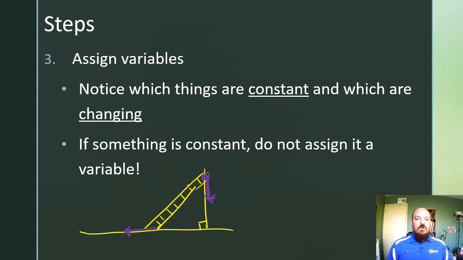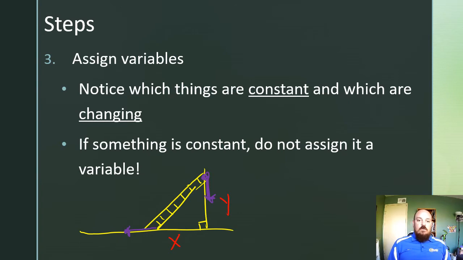So if you're thinking about your triangle, the bottom of the triangle is not constant. It's changing because it starts out, maybe the ladder started out 5 feet away from the wall. But as it slips, it goes 6 feet, 7 feet. So that would have to be a variable. I would probably call this one X. And the right side of the triangle is also a variable because the top of the ladder is slipping down. So I would call that Y.